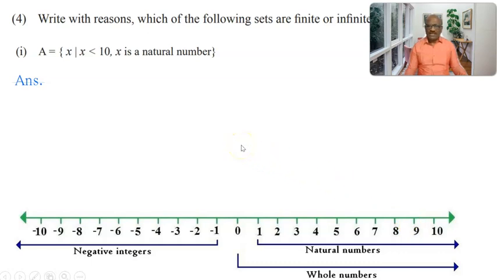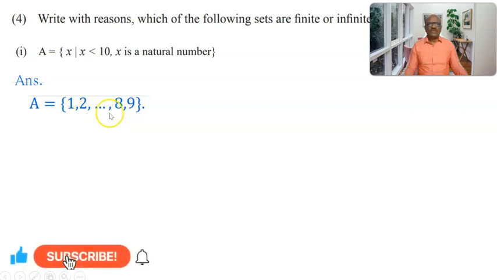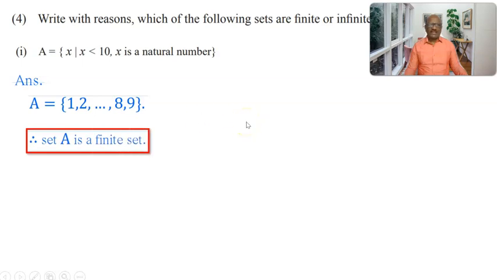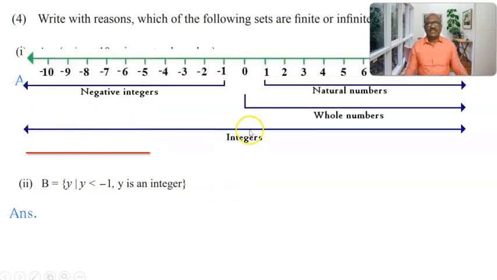This is the finite set. We can count it. 1 2 3 4 5 6 7 8 9. Set A is a finite set. Next example, B is equal to {y such that y is less than -1 and y is an integer}. Now see this, the number line of integers.